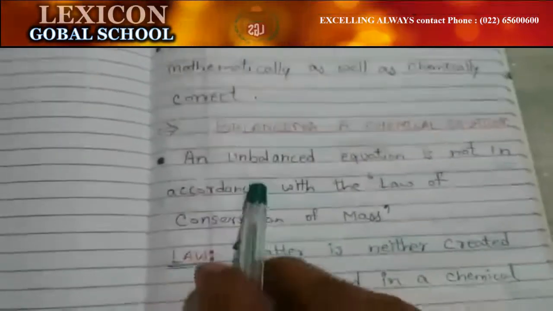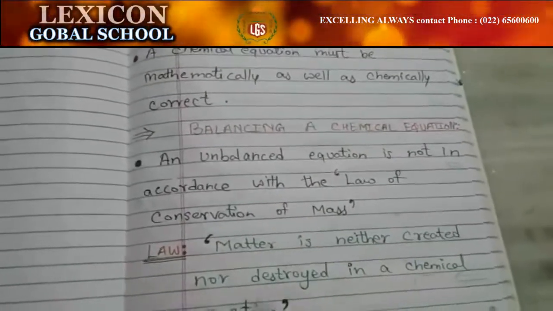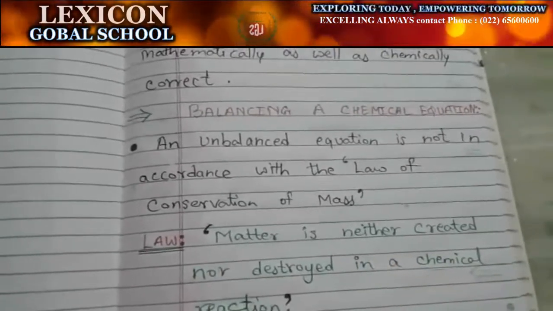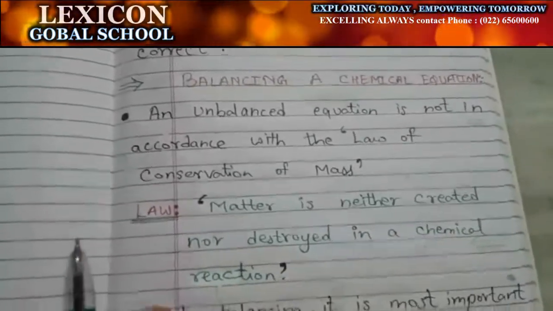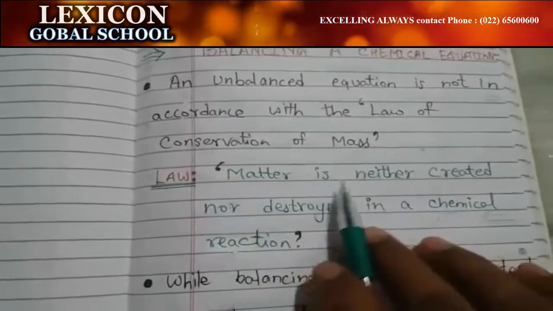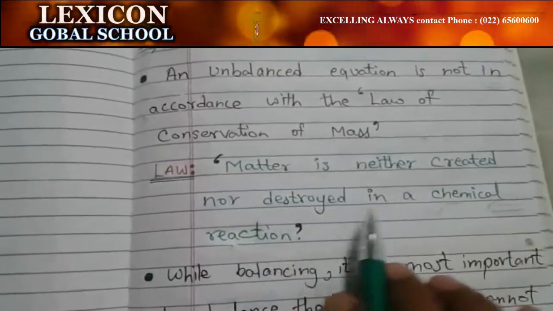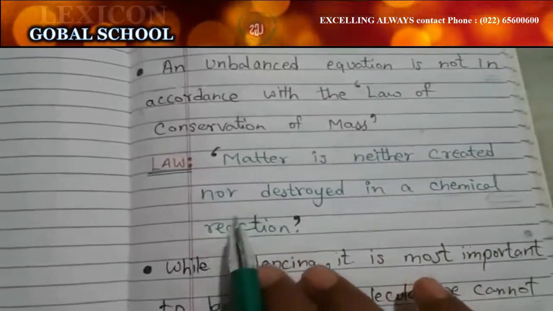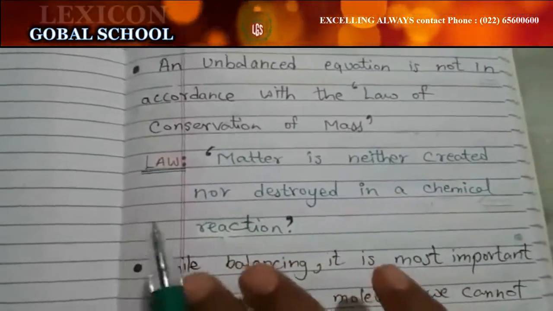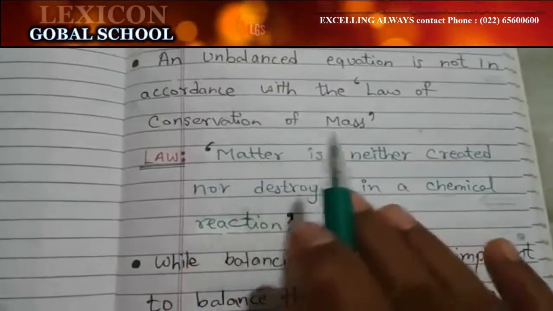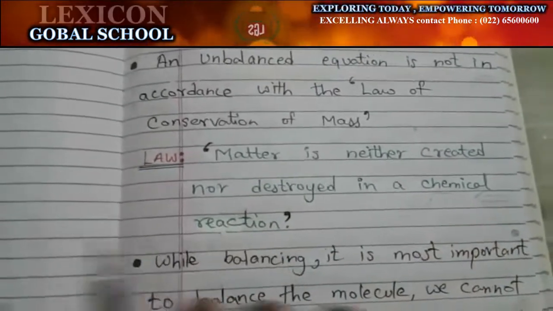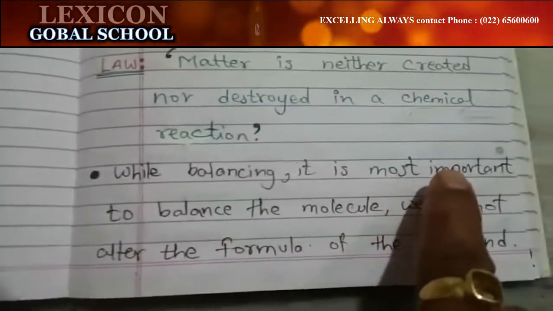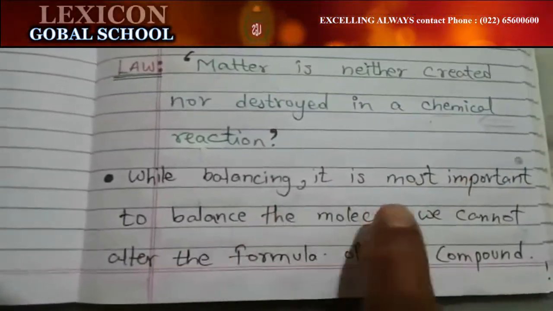Now see here, an unbalanced equation is not in accordance with the law of conservation of mass. It has to be balanced. The law of conservation of mass says that matter is neither created nor destroyed in a chemical reaction. It means that before the reaction, whatever the mass of the reactants is, the same mass of products should be there after the chemical reaction. Now, while balancing, the most important thing is to balance the molecules.